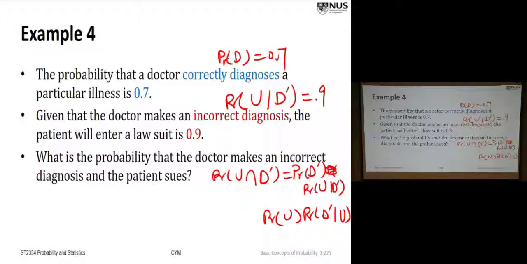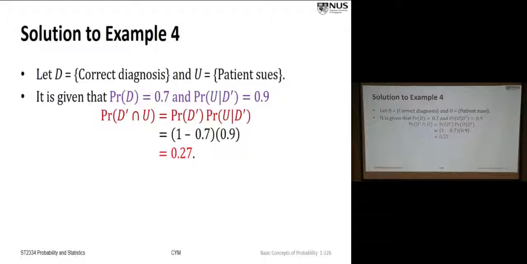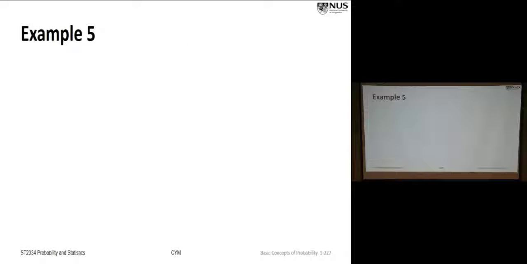It's not given, but we can compute easily. Why easily? Because it's just 1 minus the probability of D, and we are given the probability of D. Right? So the probability of D is 0.7, so the probability of D complement is 0.3. So it's very easy. So this is the answer. 0.3 times 0.9, so it's 0.27.